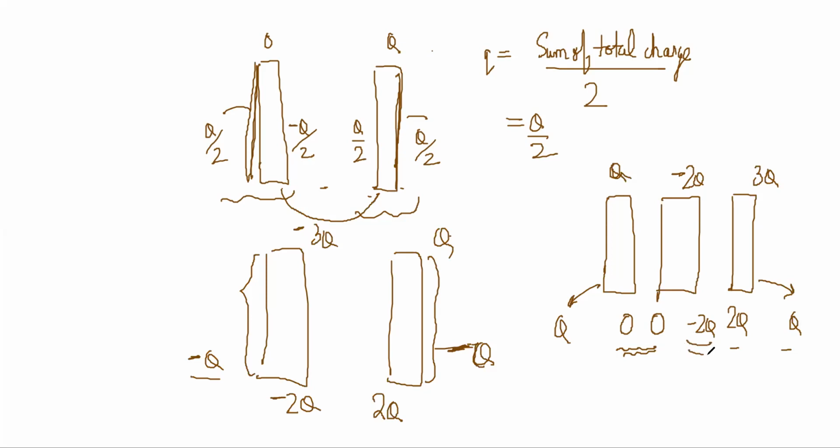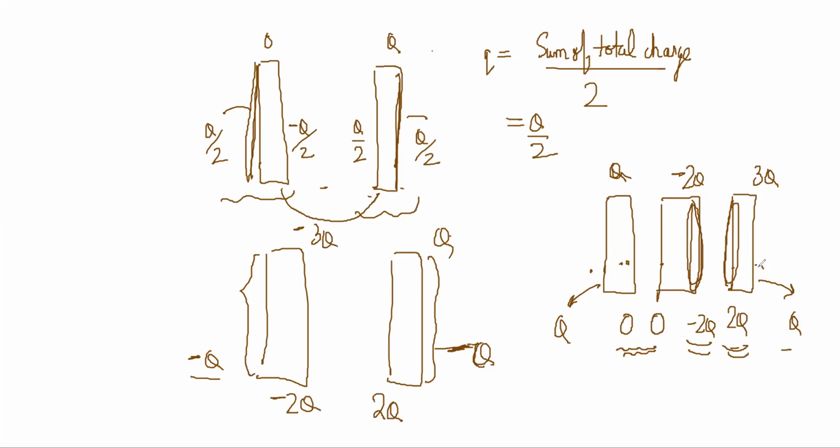Okay, but this minus 2q is attracted to this plus 2q. No? You understand? Yes, sir. This and this are being close together, so no charge here, so no charge here, and q here, and q here. Makes sense. You understand? Yes, sir.